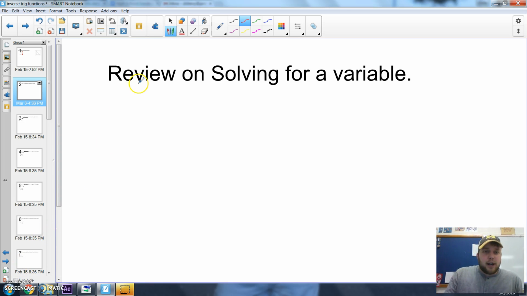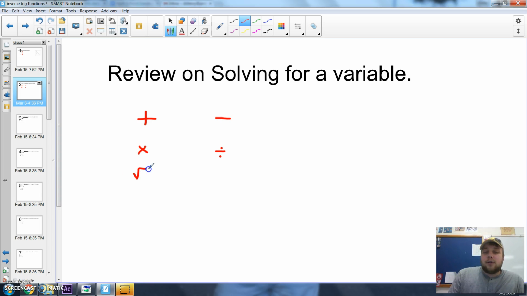All right, anyways, reviewing solving for a variable. First of all, how do you cancel out addition? Everybody should be screaming out loud, subtraction, right? How do we cancel multiplication? Division, right? And vice versa, how would you cancel subtraction? Addition. How do you cancel division? Multiplication. Okay, here's a good one.